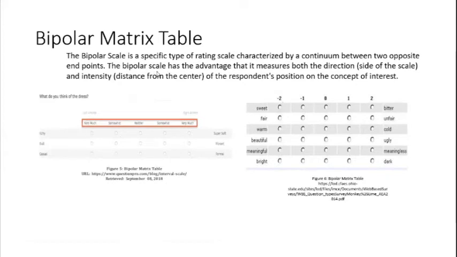So the bipolar scale has the advantage that it measures both the direction and intensity. That is the intensity, the distance from the center of the respondent's position on the concept of interest.